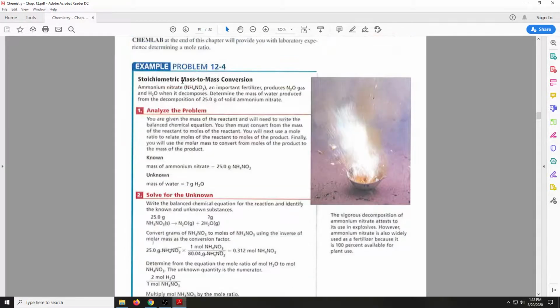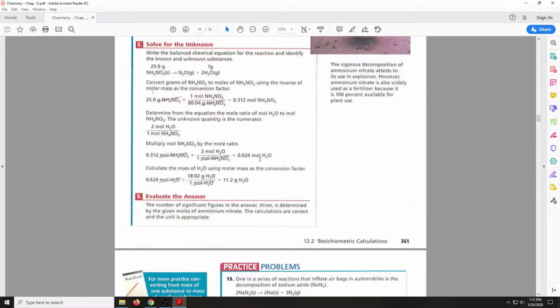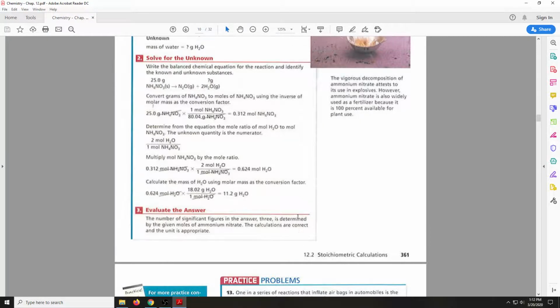But we are not done because this is a mass to mass problem. Okay? So finally we need to go from moles into our product, into mass. So we have 0.624 moles of water, and we multiply that by the molar mass of water. Okay? So 0.624 multiplied by 18.02 finally gets us 11.2 grams of H2O. So we start off with 25 grams of ammonium nitrate. The question said, how many grams of water do you end up with? We end up with 11.2 grams.